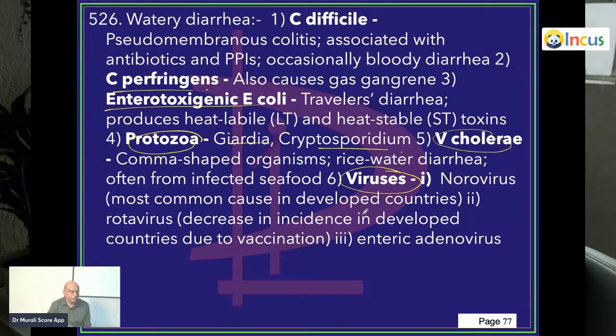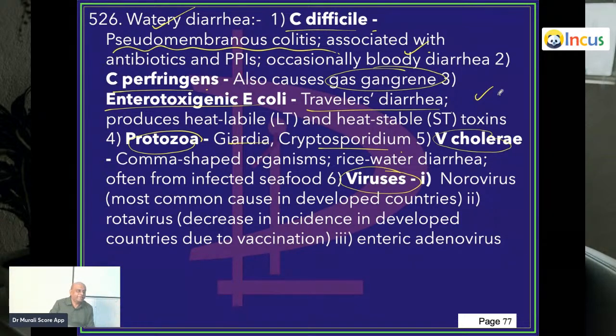Now, one or two comments about each of them. Clostridium difficile leads to pseudomembranous colitis. If you take a lot of antibiotics and proton pump inhibitors, that leads to development of watery diarrhea, Clostridium difficile. Occasionally, it leads to bloody diarrhea. Clostridium perfringens, you know it because it leads to gas gangrene, but it also leads to watery diarrhea. Then enterotoxigenic E. coli leads to traveler's diarrhea. Delhi belly, when you go to India.